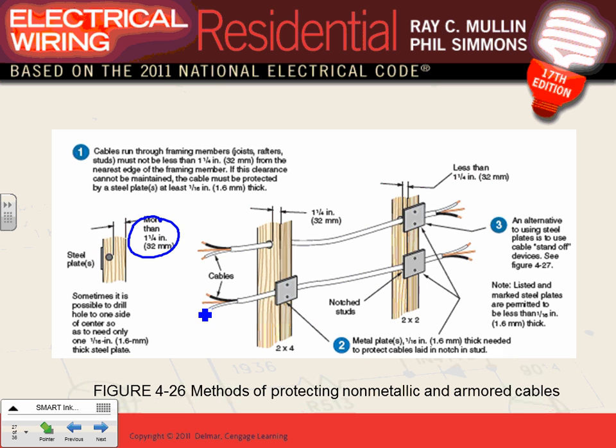If you can't maintain the 1.25 inches, then the code requires you to put a metal plate, and they even give you the thickness of it, 1/16 inch thick. Not just any metal plate, a special metal plate, 1/16 thick. So either you maintain 1.25 inches from every side, or you have to put that 1/16 inch plate to protect your cables. Any comments, guys, about this?